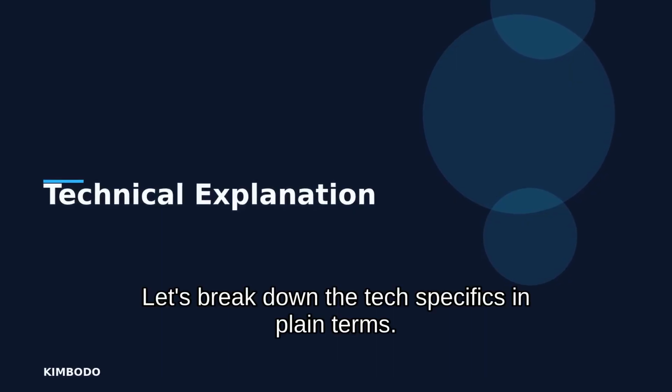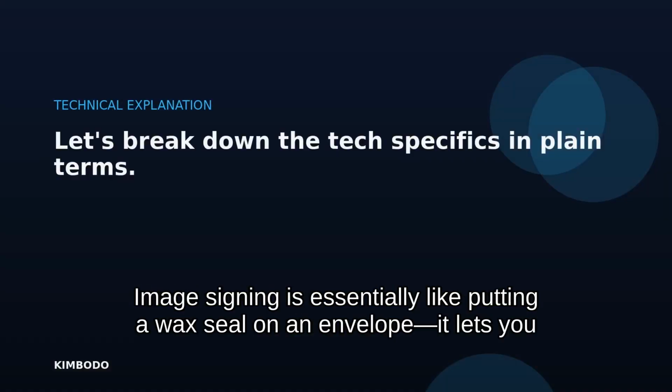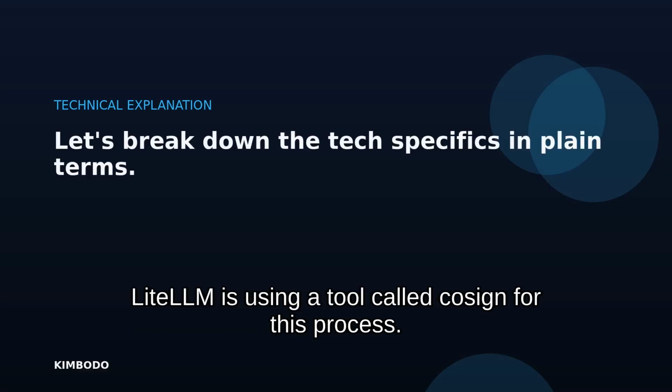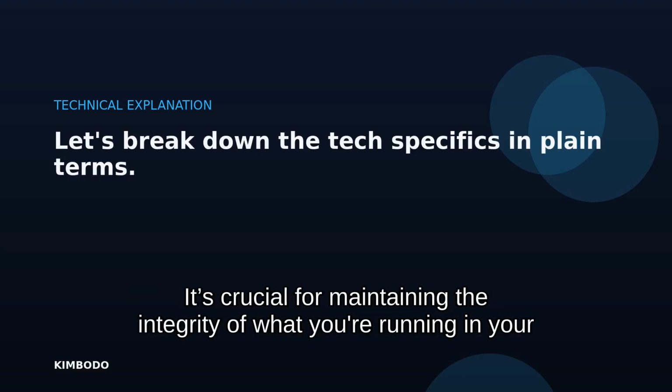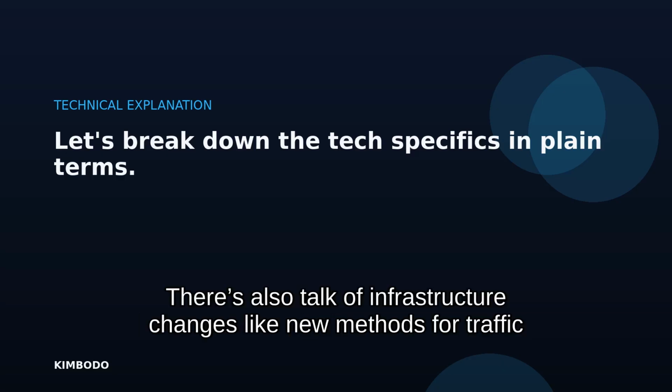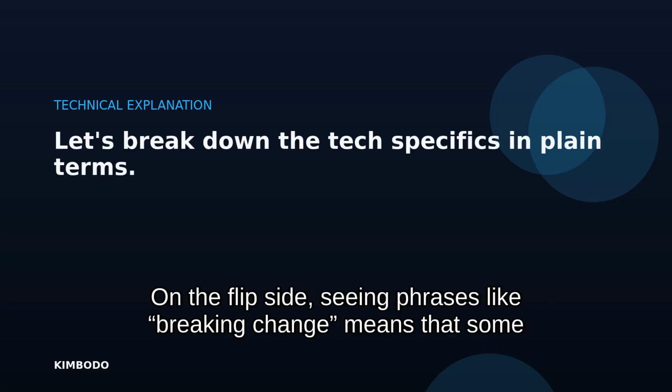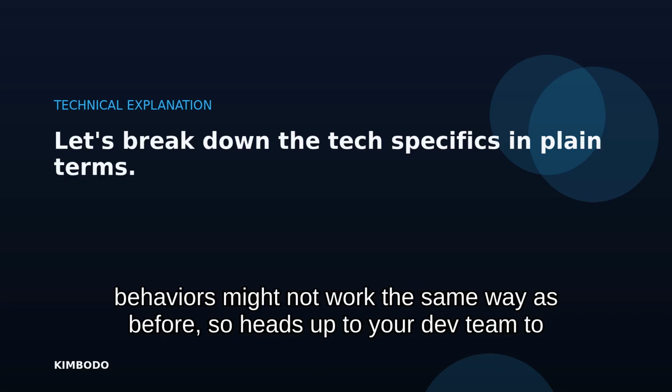Let's break down the tech specifics in plain terms. Image signing is essentially like putting a wax seal on an envelope. It lets you know that what's inside hasn't been tampered with. LiteLLM is using a tool called cosign for this process. It's crucial for maintaining the integrity of what you're running in your pipelines. There's also talk of infrastructure changes like new methods for traffic routing and telemetry data. These are all about keeping your system responsive and secure. On the flip side, seeing phrases like "breaking change" means that some behaviors might not work the same way as before. So heads up to your dev team to address these in test environments first.